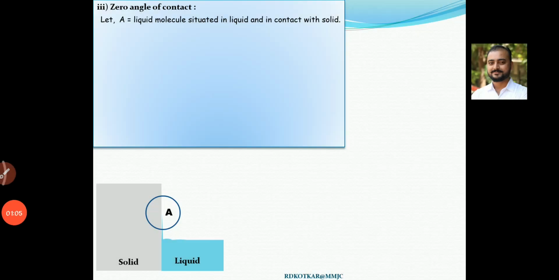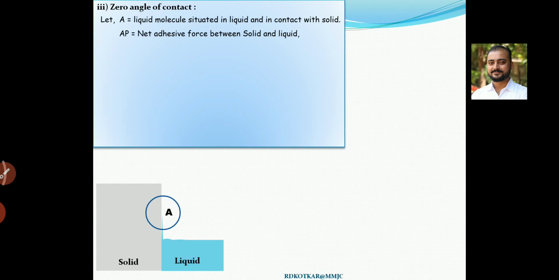Let me consider the sphere of influence around the molecule A. Everyone knows about the sphere of influence, that is the imaginary sphere drawn with the molecule at its center and radius equal to the range of molecular force. Then we consider AP to be the net adhesive force between solid and liquid.